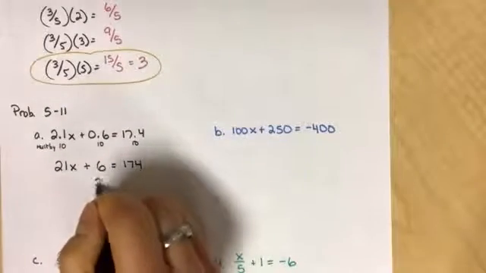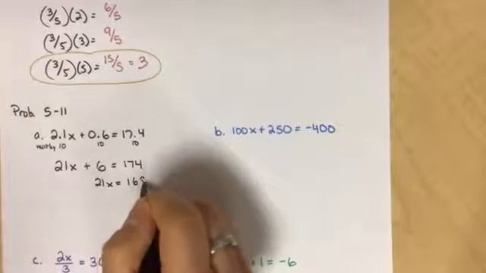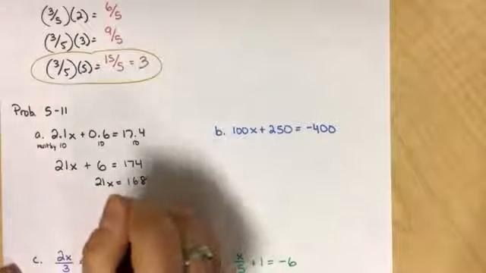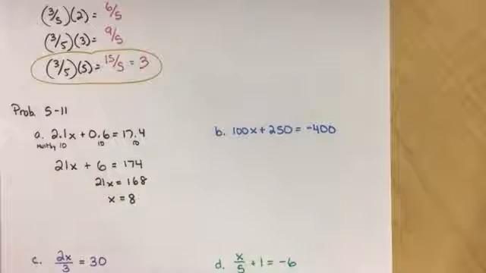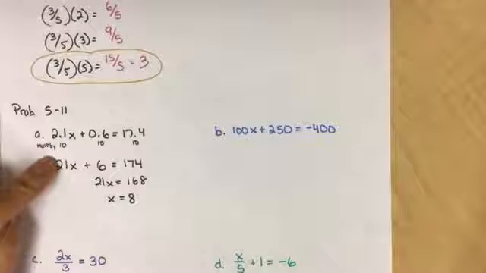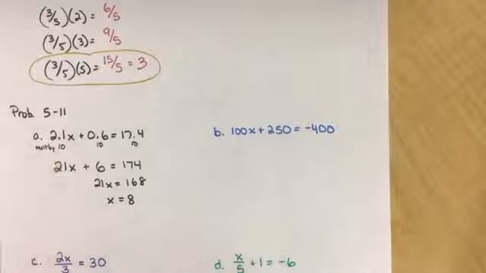So I'll subtract 6 from both sides. And then I'm going to divide by 21. Turns out I get a nice whole number of 8. Now, if I had a calculator, could I have just subtracted 0.6 and divided by 2.1? Yes. But our idea today is to see if we can find ways to make it easier.